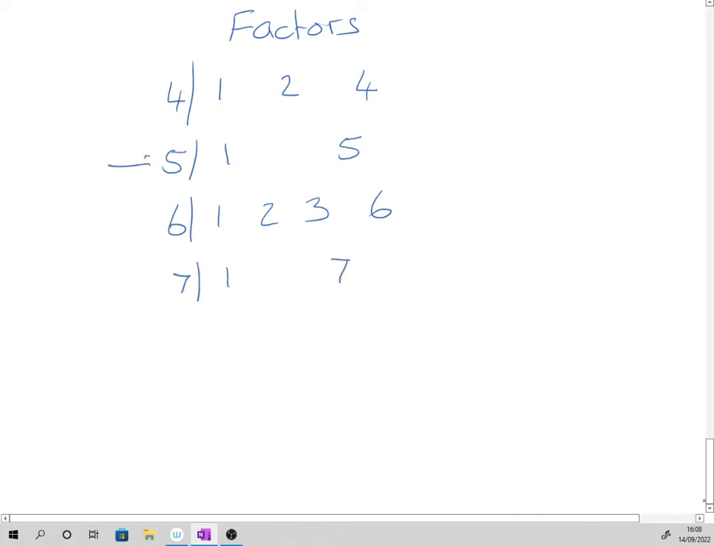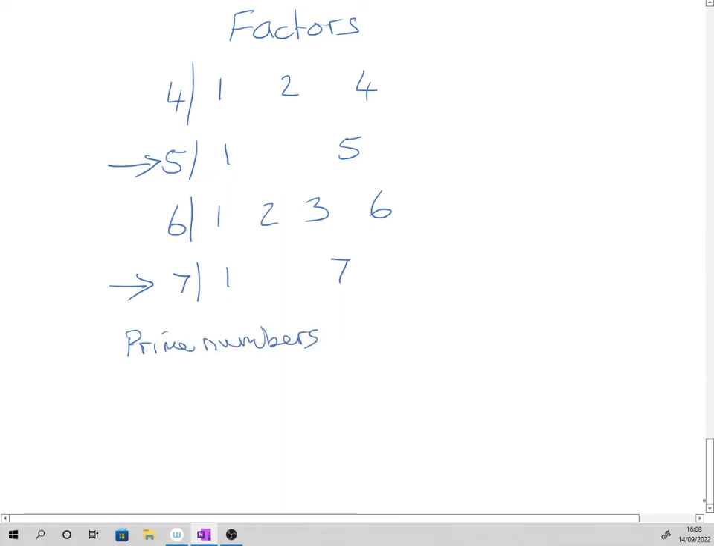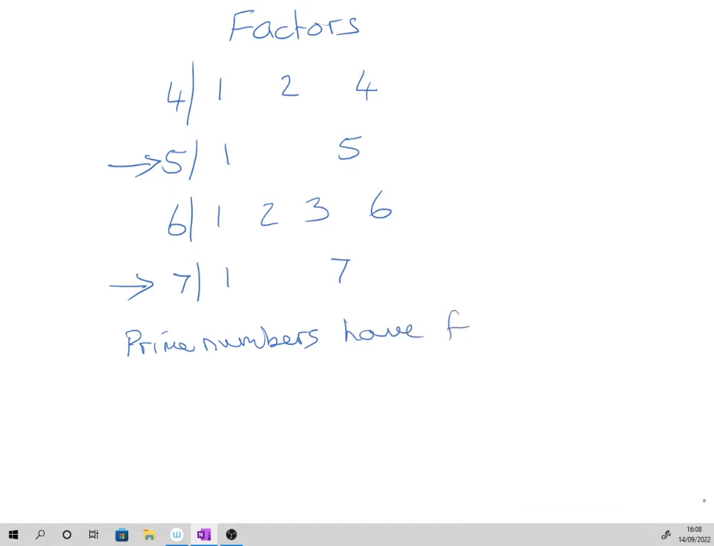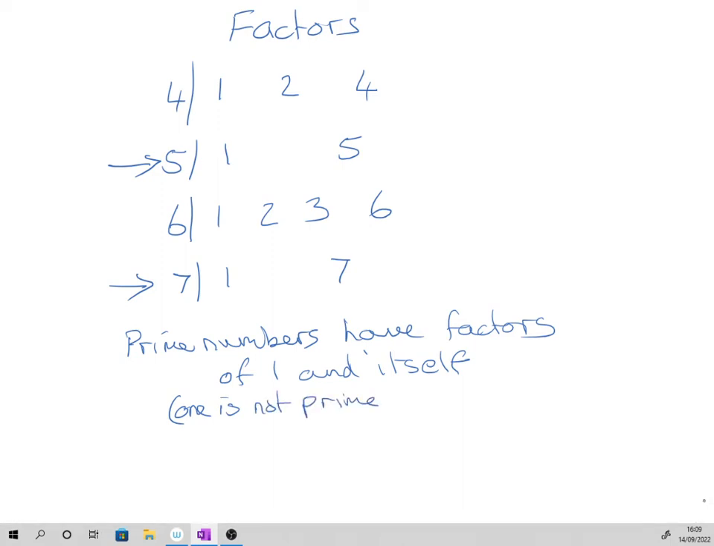Now you see these two numbers, 5 and 7, they only have factors of 1 and themselves. And they are called prime numbers. So prime numbers have factors of 1 and itself. And the only caveat we've got here, the number 1 is not prime. It doesn't count as a prime number. Don't know why, but it just doesn't.